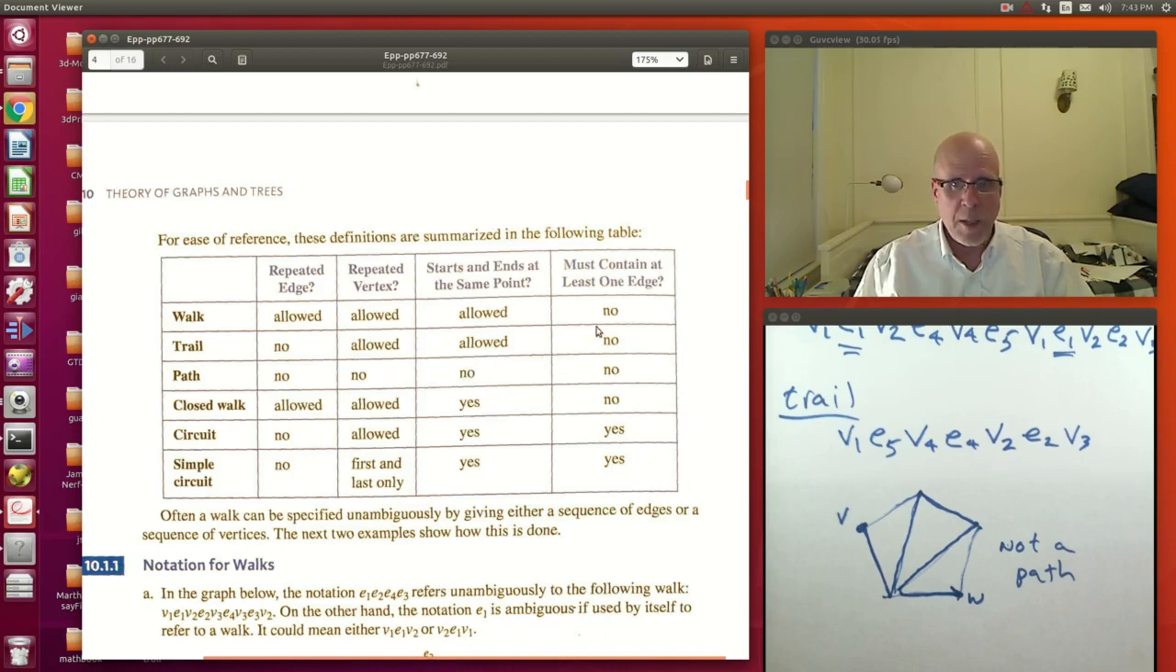None of these have to have an edge in them. They can be trivial. So you can have a trivial path, a trivial trail, or a trivial walk. I wouldn't talk about these other things in that scenario, but it wouldn't be wrong to say it that way. A closed walk doesn't even have to have an edge. So you would consider it a closed walk if you just start somewhere and end at that same place and never follow along an edge.